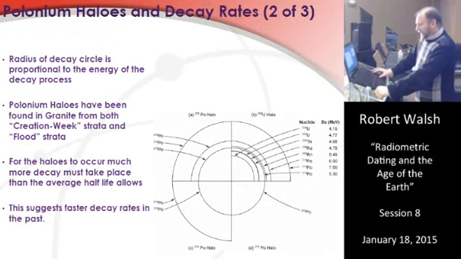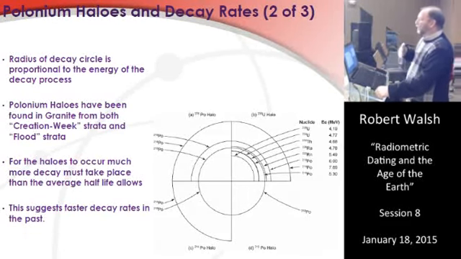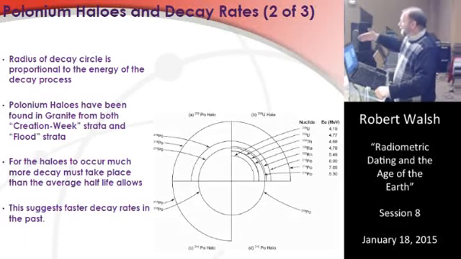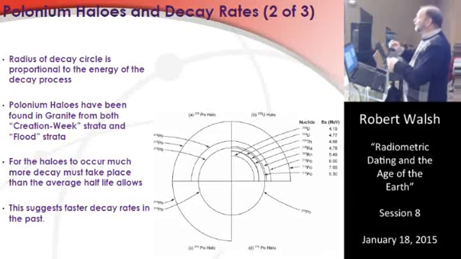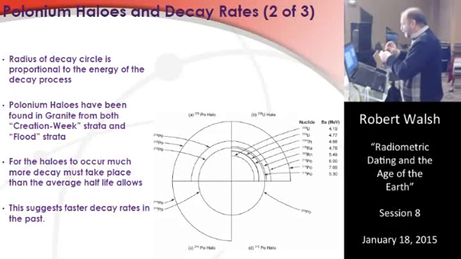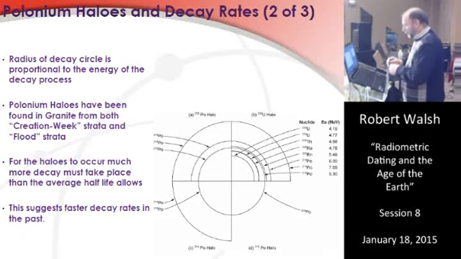The radius of the decay circle is proportional to the energy of the decay process. So the bigger the radius, the bigger the energy that's given off by the particles. And so you can literally determine, by measuring the radius of each one of these spheres, which element decayed to produce that sphere. It's really a remarkable thing.